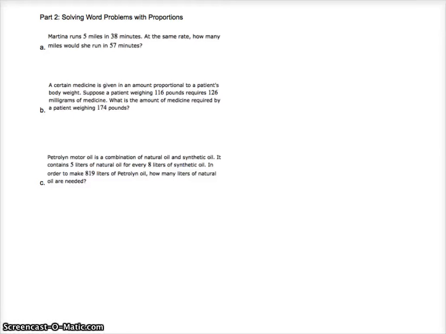Welcome back for part 2. We're going to be solving word problems with proportions. Part A says Martina runs 5 miles in 38 minutes. At the same rate, how many miles would she run in 57 minutes?